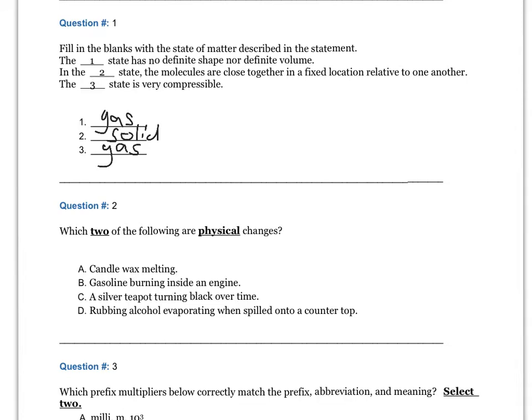Question 2, which two of the following are physical changes? The answers are answer A, candle wax melting, and answer D, rubbing alcohol evaporating when spilled onto a countertop.